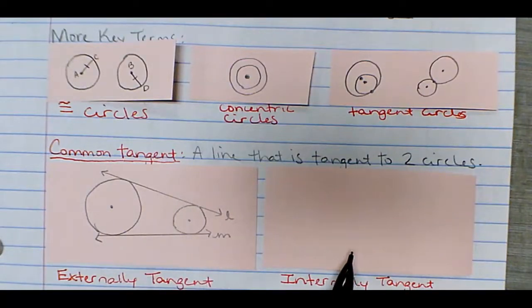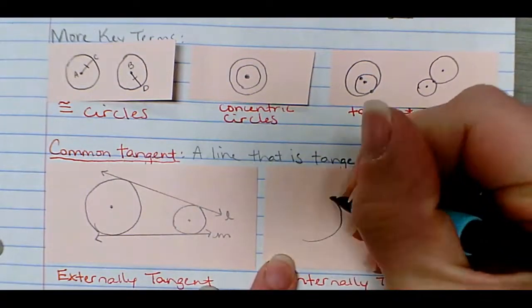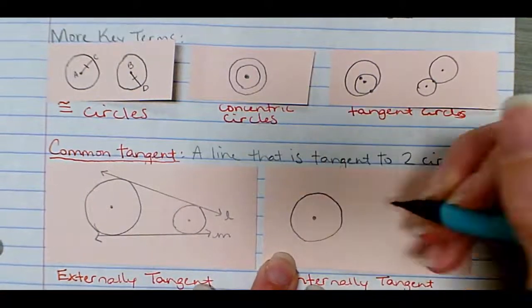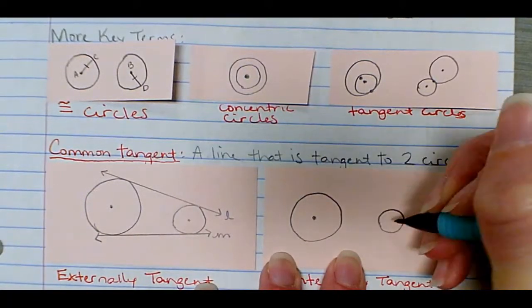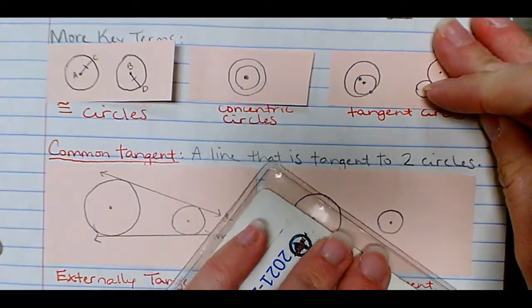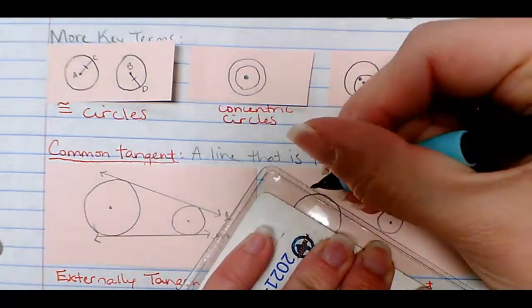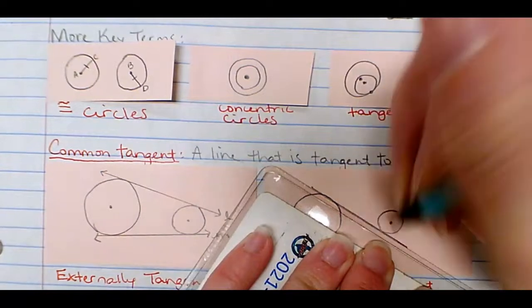Now we have internally tangent. So when we have internally tangent, go ahead and draw your two circles again. And again, they can be different sizes. Okay. Draw your two circles with their centers. To be internally tangent means that they're not just touching on the outside, they're touching and they're kind of crossing in between the circles. So kind of like this. You want to line it up so that your lines are only touching the circles once.